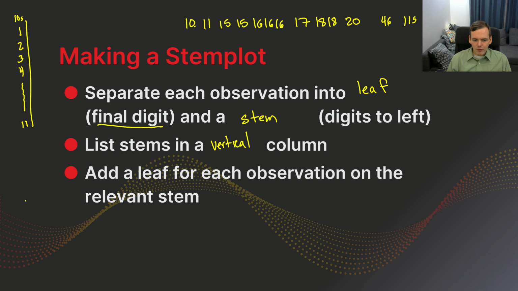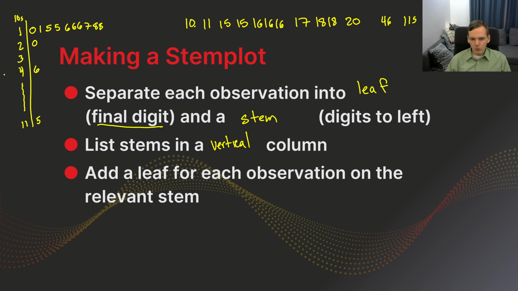Then add a leaf for each observation on the relevant stem. So for example, for the 10, I put a 0. I list the leaf for that. Then I've got a leaf of 1. Then I've got 2 leaves of 5, so I do 5, 5. Then I've got 3 16s, so I do 3 6s. Then I've got 1 7, 2 8s. When I come up to 20, I have this. For 46, I have that. And then for 115, I'd have that. So this is a stem and leaf plot, or a stem plot.